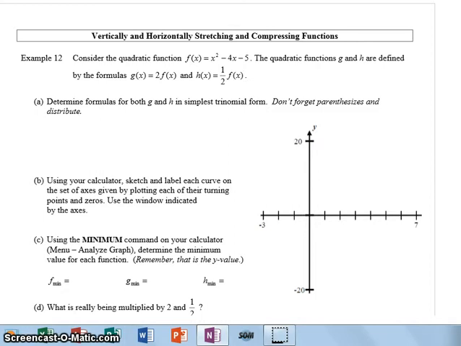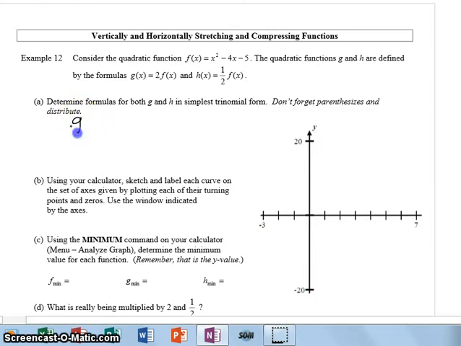Okay, example 12. Consider the quadratic function f of x equals x squared minus 4x minus 5. The quadratic functions g and h are defined by the formulas g of x equals 2 times the function f of x, and h of x is equal to 1/2 the function f of x. Determine formulas for both g and h in simplest trinomial form. Don't forget parentheses mean to distribute.